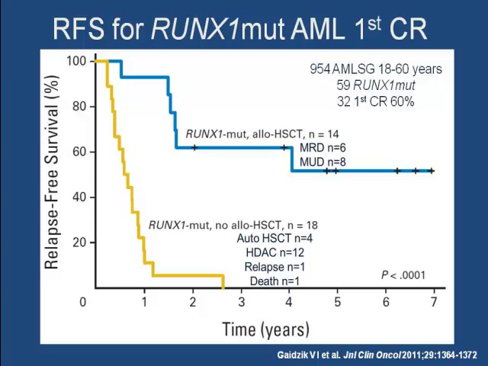Among the 32 patients who obtained a first complete remission, 14 of them received an allo transplant, and you can see here the breakdown between related and unrelated donors. And then 18 of the patients received some other type of therapy, either auto, high-dose Ara-C, or they relapsed or died before going on to some type of consolidative treatment. And there was a statistically significant difference in relapse-free survival between the patients who received an allo transplant and the patients who did not receive an allo transplant, arguing that transplantation is beneficial not only for those patients who are FLT3 ITD positive, NPM1 negative, but also for patients who have the RUNX1 mutation.